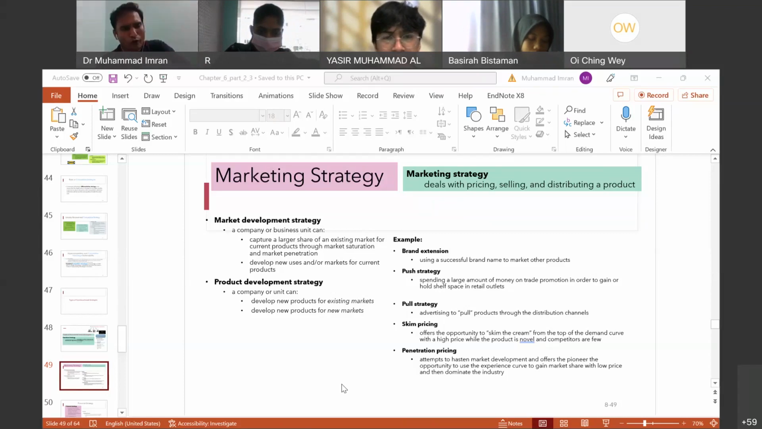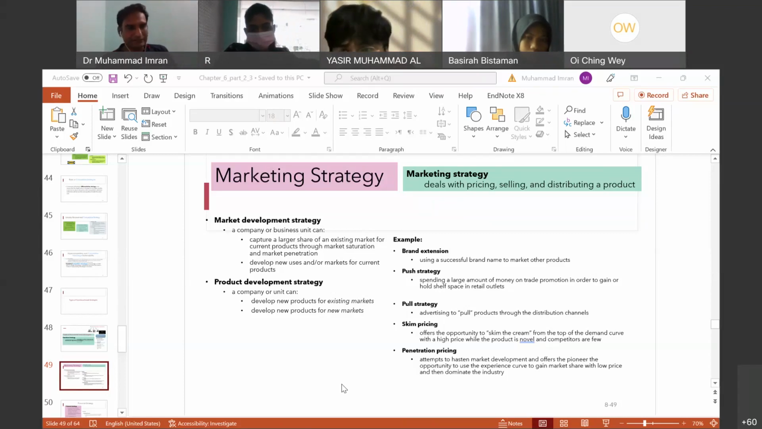Buy this thing, we are giving you an offer. This is called push strategy. In the pull strategy, the customer approaches the company, like Apple. Everybody is looking for an Apple mobile. "Oh, I want to buy Apple, Samsung." That is the pull strategy: the customer approaching the company.